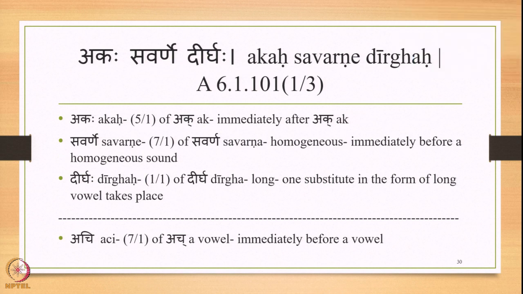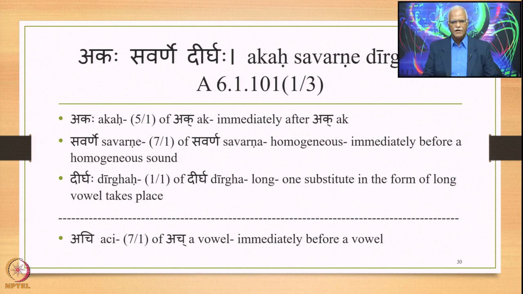Now the interrelation of akasavarne dirghaha, this is very important. The sutra akasavarne dirghaha has got three words, akaha, which is 5/1 of ak, meaning immediately after ak. Savarne is 7/1 of savarna, meaning homogeneous. Savarne means immediately before a homogeneous sound. Dirghaha is 1/1, meaning long. One substitute in the form of long vowel takes place. The word that continues in this sutra is achi, 7/1 of ach, meaning a vowel. So this means immediately before a vowel.